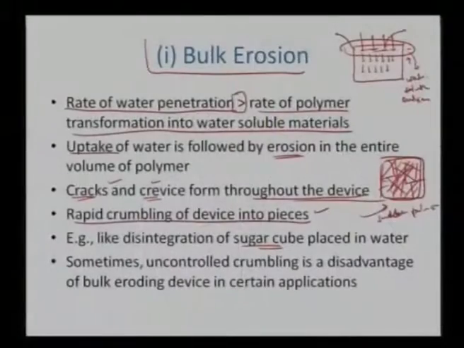So again this crumbling is uncontrolled, and that becomes a disadvantage of the bulk eroding device in certain applications, because we want the erosion to be complete in a certain controlled manner, and in this particular case of bulk erosion, the overall deformation is occurring in a very uncontrolled manner.